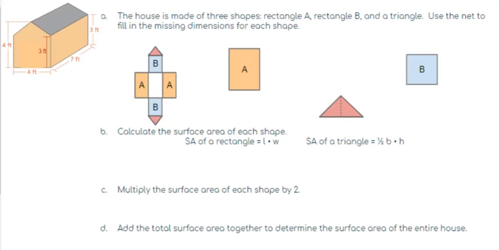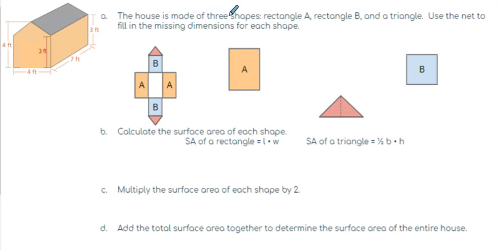Okay, so in this problem, we're asked to find the surface area of the front, the back, and the two sides of this building. We don't need to find the surface area of the roof because we're going to wind up painting this building and we're not going to paint the roof part.